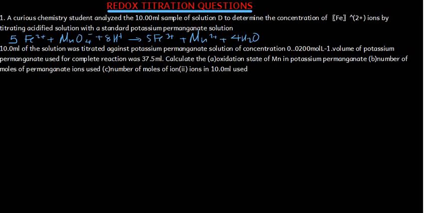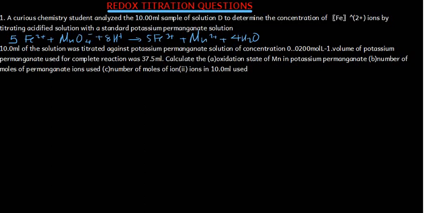A curious chemistry student analyzed 10 milliliters of solution D to determine the concentration of iron 2 plus ions by titrating the acidified solution against a standard solution of potassium permanganate. A 10 milliliter sample was titrated with potassium permanganate solution of concentration 0.02 molar. The volume of potassium permanganate used for the complete reaction was 37.5 milliliters.